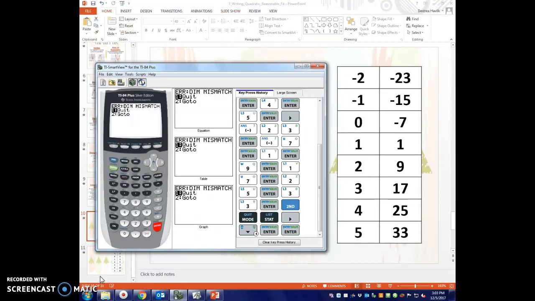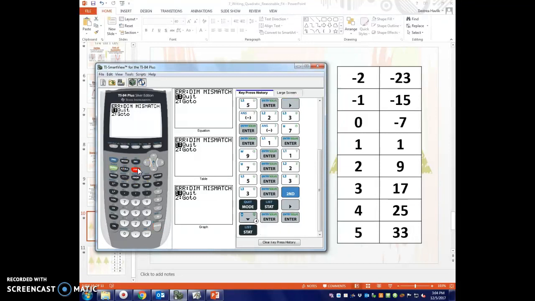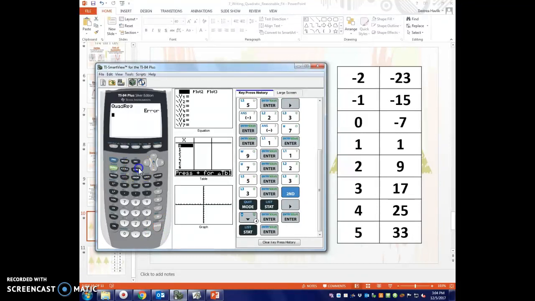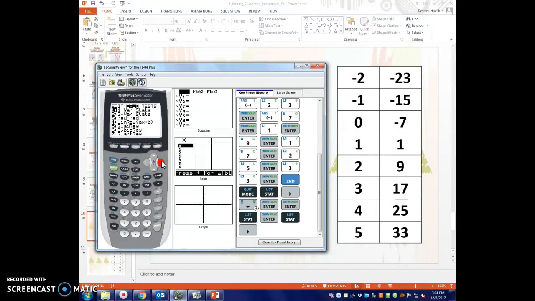Okay, so this one didn't work. You want to know why? I just realized. Look at these numbers. -23, -15, -7, 1, 9, 17, 25, 33. They're constantly going up, right? Okay, that makes this linear. So go back to stat. Oh, sorry, let's quit this. Go back to stat, over to calc, and choose the linear regression. Choose number 4.